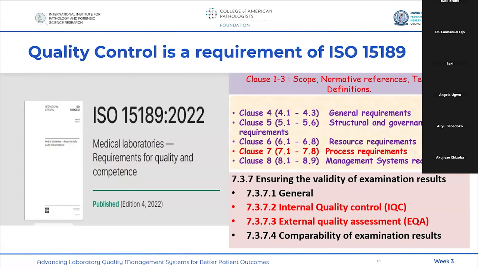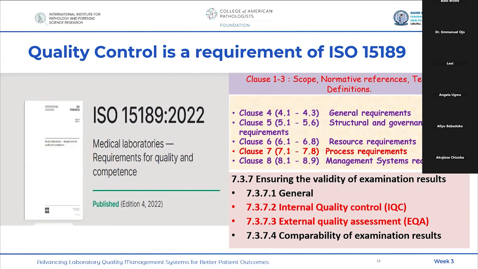So looking at where quality control was mentioned in ISO 15189:2022, if you look at clause 7, I think the first series of this webinar has introduced ISO 15189:2022 to the class. And I'm sure we covered that we have 3 non-auditable clauses and 5 auditable clauses. Out of the auditable clauses, we have clause 7. And under clause 7, 7.3.7 talks about ensuring the validity of examination results.